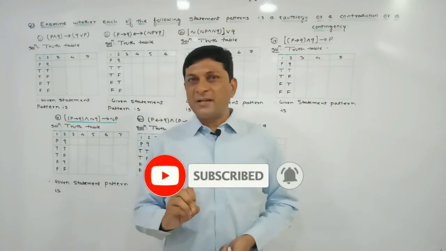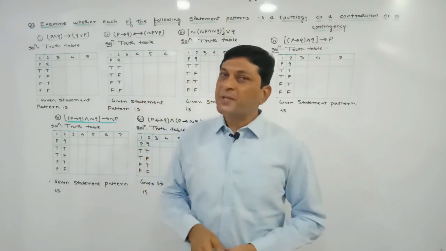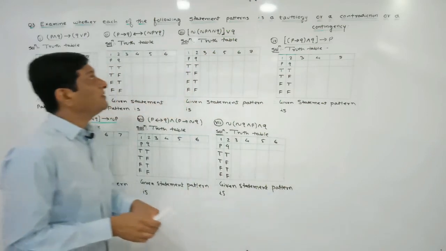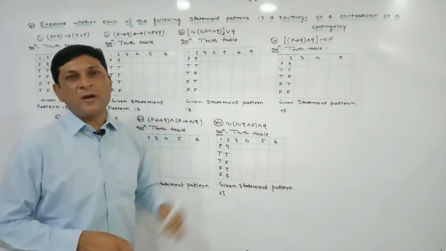So today we are starting question number 3 from exercise 1.2. In this question we have to examine whether the given statement pattern is tautology, contradiction or contingency.